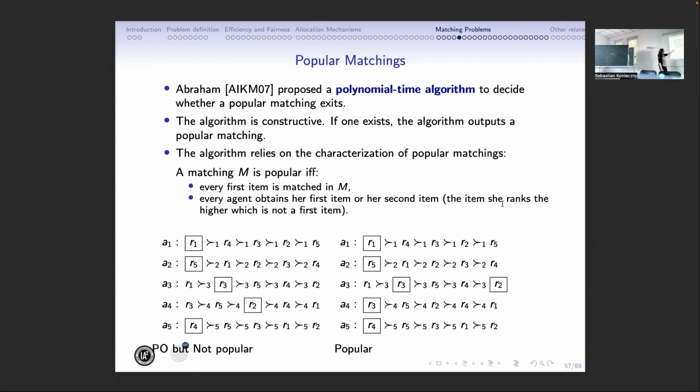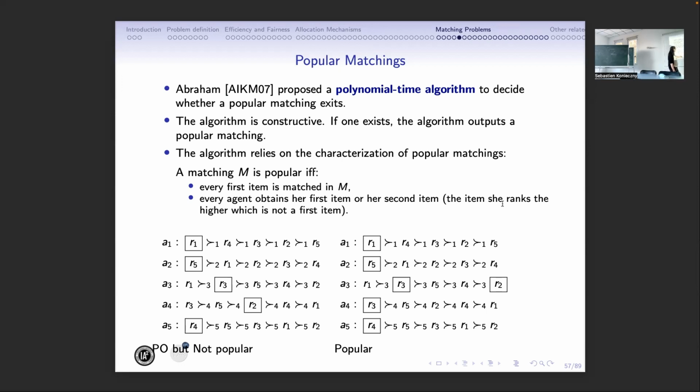In the case here, you can see that this matching is not popular because the second house of agent 4 is R5, and the agent obtained R2. So this matching is Pareto optimal, but it is not popular. So you can see that popularity is more demanding than Pareto optimality.